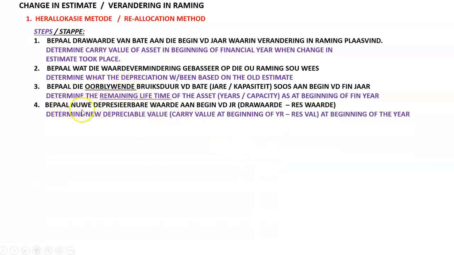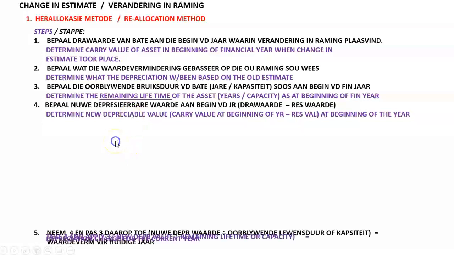Great. Now determine the new depreciable value of the asset. Now what is that? That would be my carrying value of the asset at the beginning of the year, less any new estimated residual values at the beginning of the year. So that is now the amount that we want to depreciate over the remaining lifetime of the asset.